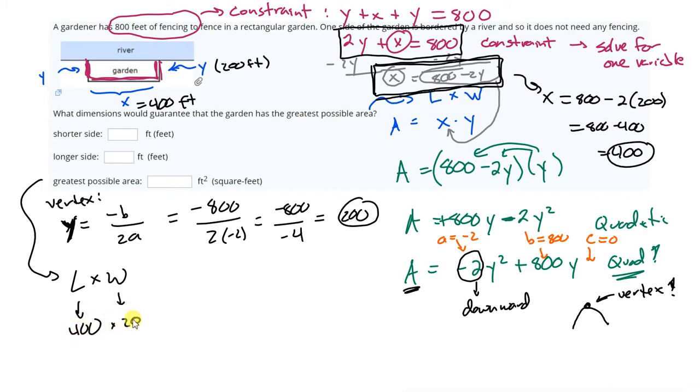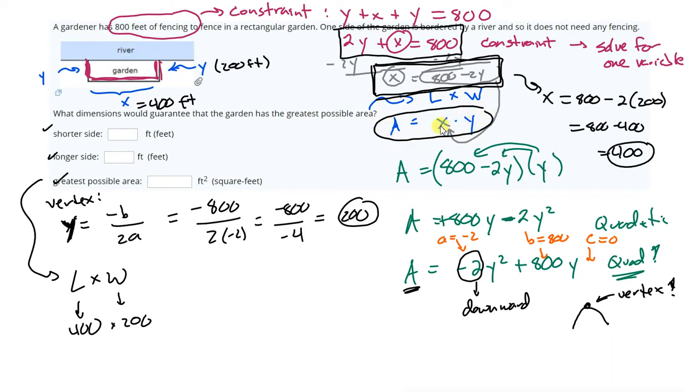200. Okay, so I would just multiply that out to get the area. And we have it. Okay, I have my shorter side, my longer side, and we have the area. Again, how do we do it? We know our area function is x times y because it's an area of a rectangle.